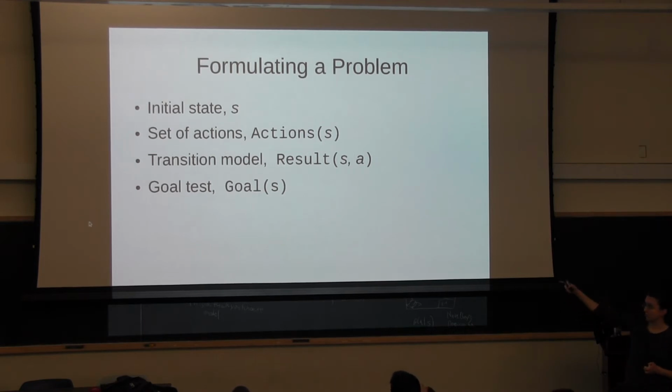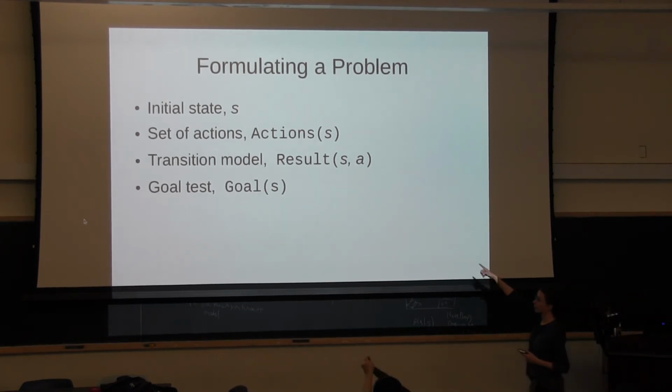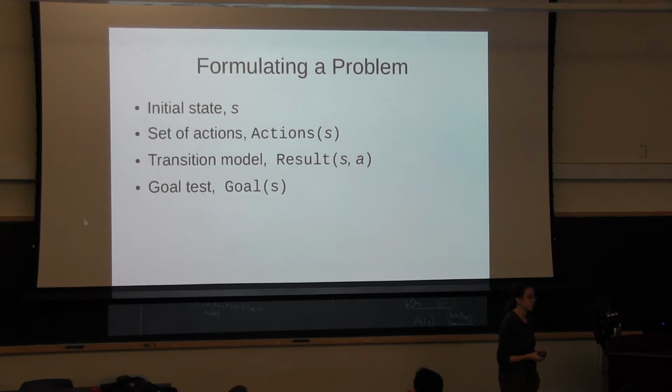How could you encode this kind of goal test, where there's one state, in a reward function?